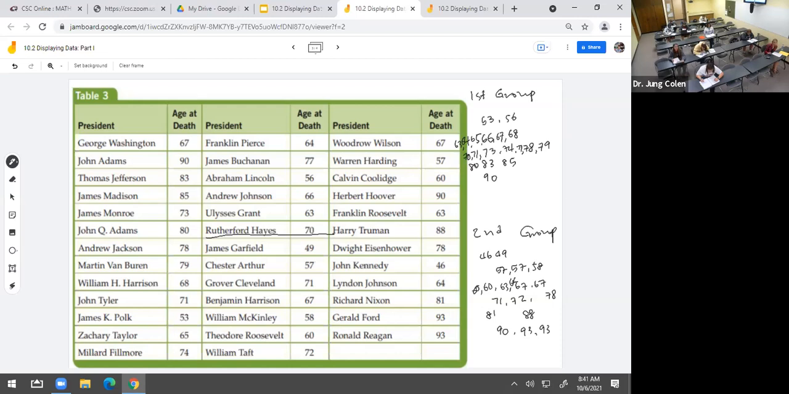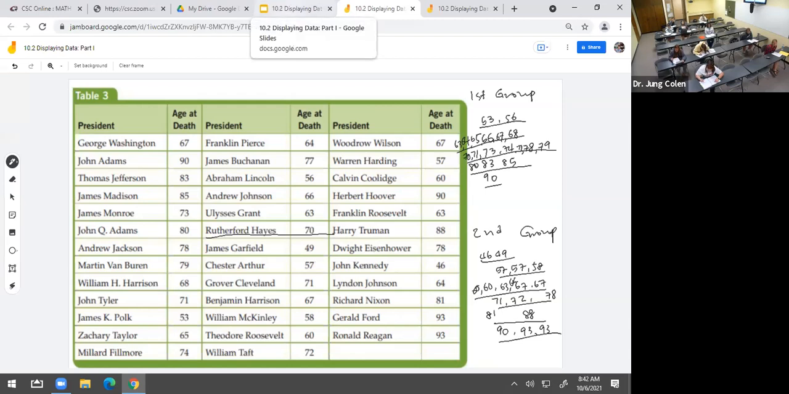I rearranged the numbers like 50, 53, 56 in the first group, 63, 64, 65, 66, 67, 68, and 70, 71, 73, 74, 77, 78, 79, 70s, 80s, 80, 83, 85, and 90, and so on and so on. So I rearranged all these numbers, the first group and second group of the presidents' ages. Then I think it's easier to do that.